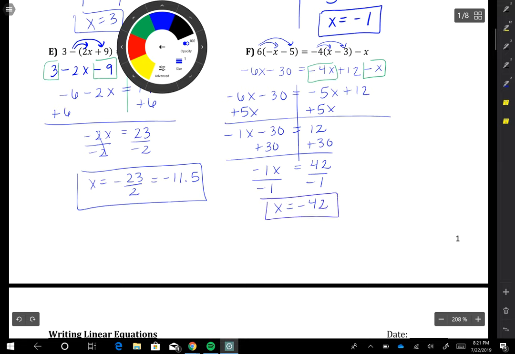All right, everybody, we will go over any questions on this in class, and hopefully we understand solving linear equations of one variable.